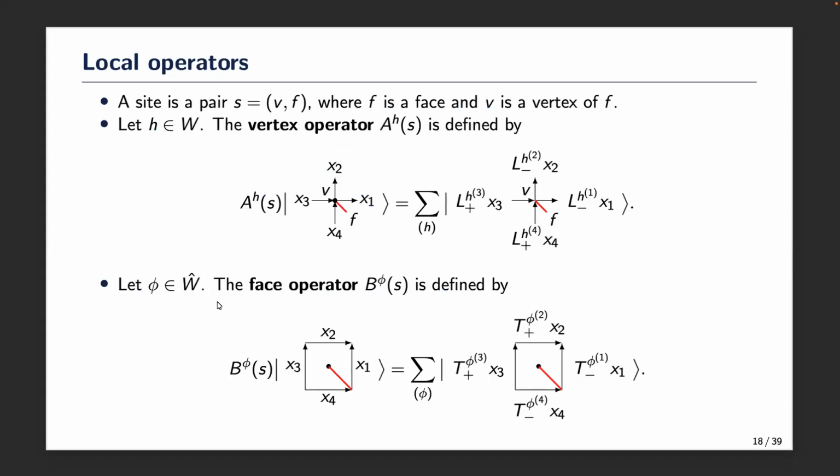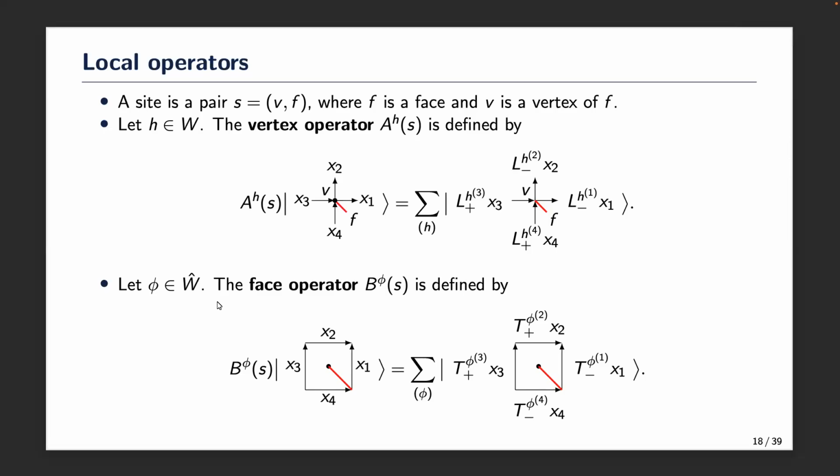Let's see how to use this convention to define local operators. A site is just a pair s equals (v, f), where f is a face and v is a vertex contained in this face. Like in here, this red bar represents a site. So we have a vertex, we have a face. We use the bullet to denote this face, and then we have a vertex here. And it's a site.